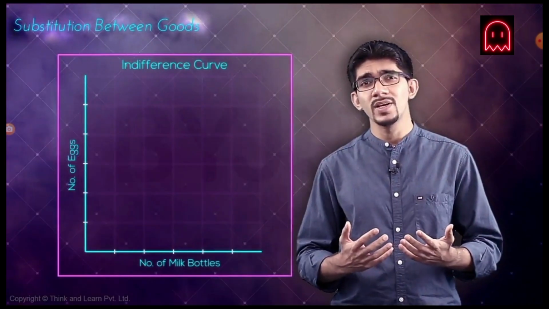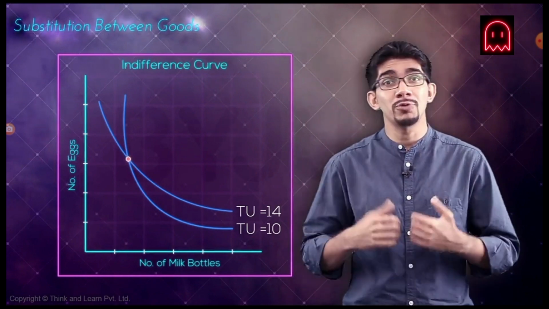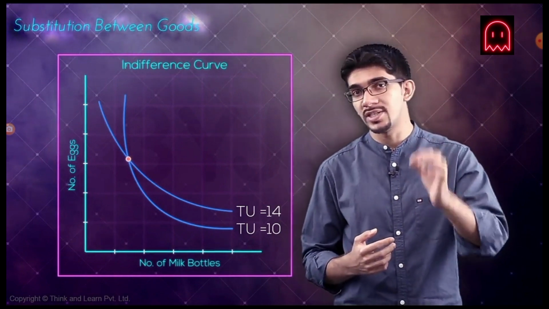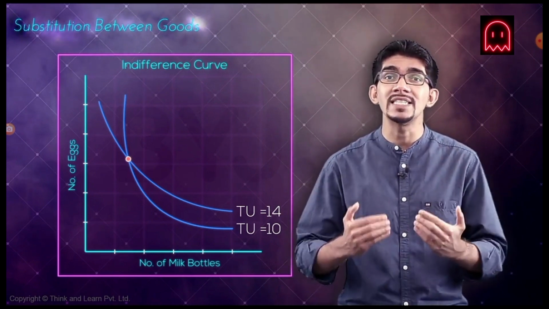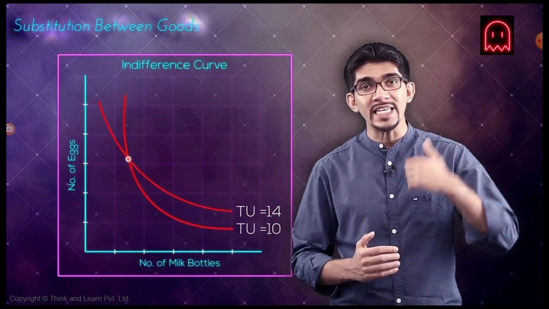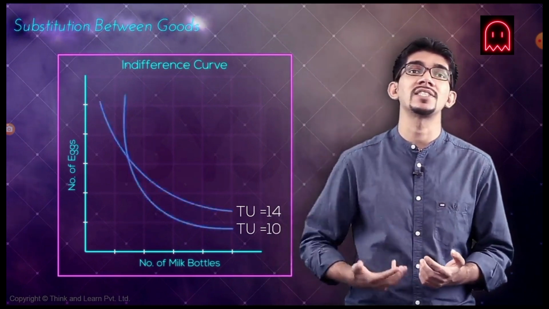Why? Otherwise, two ICs will pass through the same point. And what would happen then? At that point, the TU of IC1 and IC2 would have to be the same. And two ICs can never have the same TU. Each IC is supposed to represent a different total utility, right? And that's why intersection is not possible.